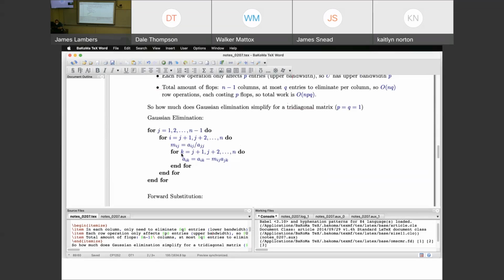So now I'm going to strip this down using the assumption of the tridiagonal matrix, to show you how much it simplifies. Now, the outer loop doesn't change because we're still working with every column except for the last one. There's going to be an entry to eliminate because of the lower bandwidth of A.